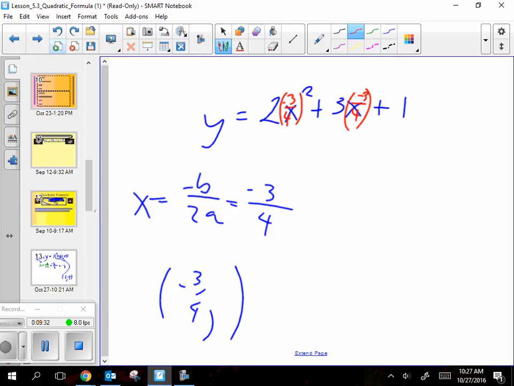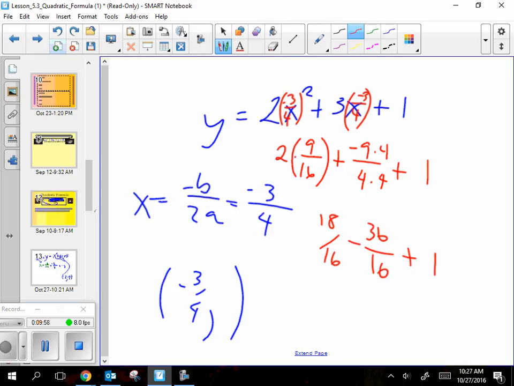So this would be 2 times, and the negative is going to go away because I'm squaring it, 9/16 plus negative 9/4 plus 1. And then I could scale this up to make it into 16ths. And then I'd have 18/16 and negative 36/16 plus 1. And that would make negative 18/16 plus 1, and that would make negative 2/16. I'm pretty sure. Can anybody verify that? How about this? If you got it with a decimal, some of you did, take 2/16 and see if it comes out the same. 2/16 is the same as 1/8.